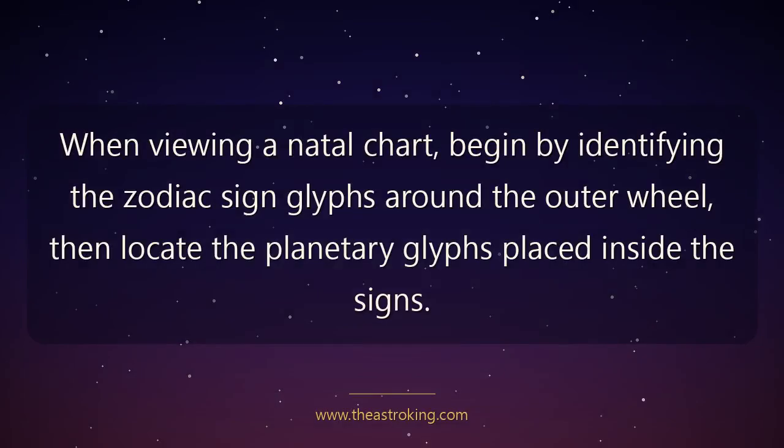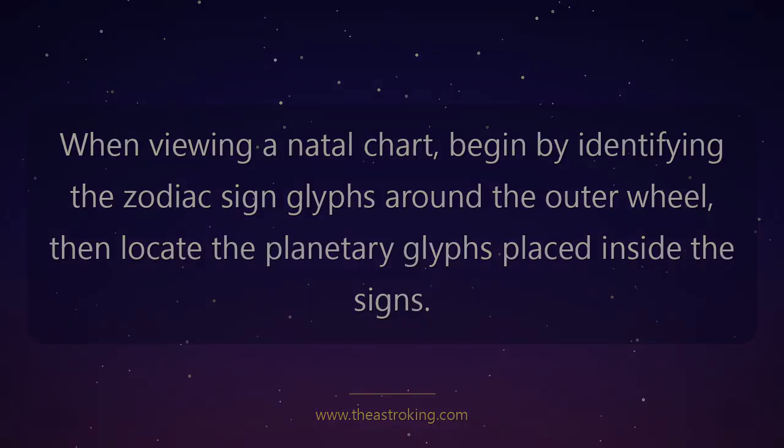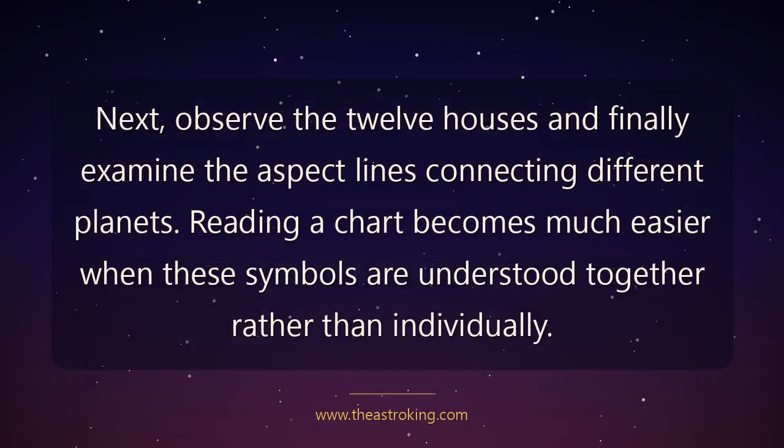How to read symbols on a birth chart. When viewing a natal chart, begin by identifying the zodiac sign glyphs around the outer wheel. Then locate the planetary glyphs placed inside the signs. Next, observe the 12 houses and finally examine the aspect lines connecting different planets. Reading a chart becomes much easier when these symbols are understood together rather than individually.